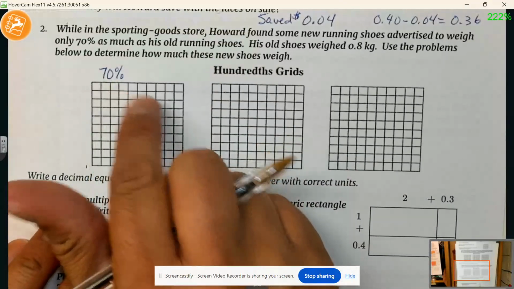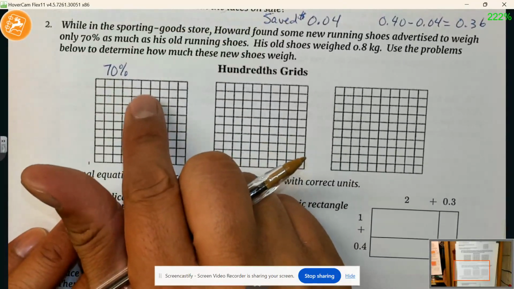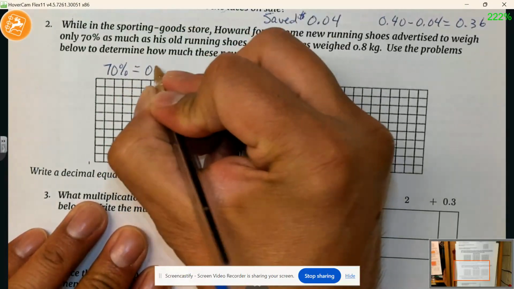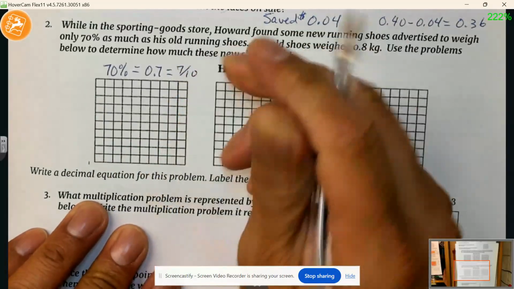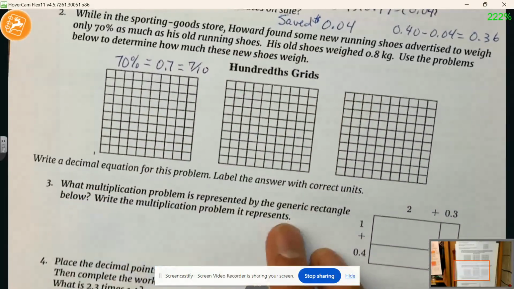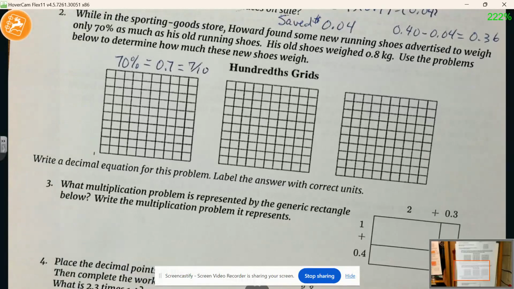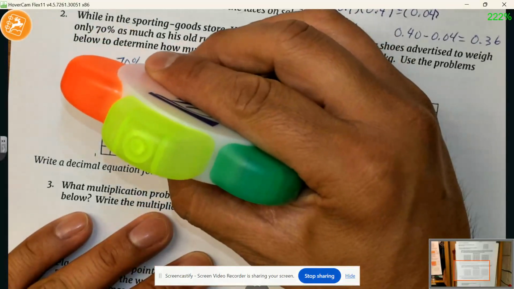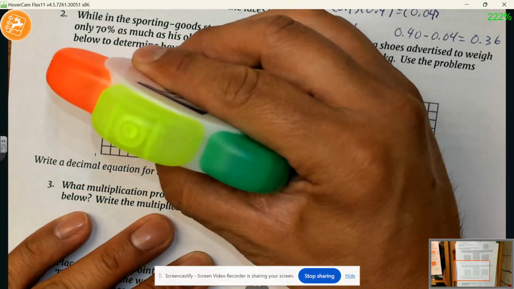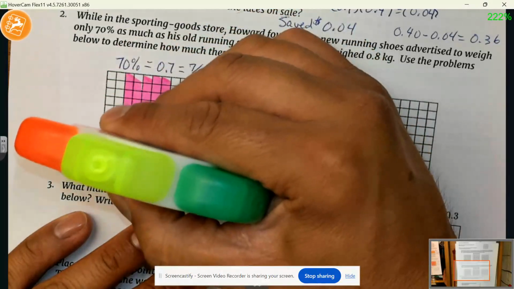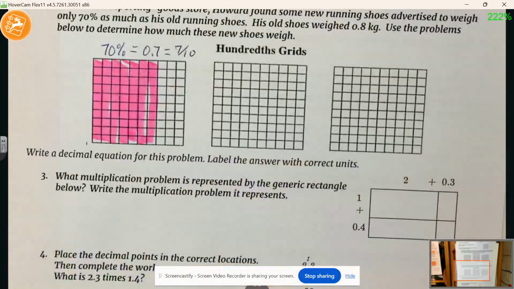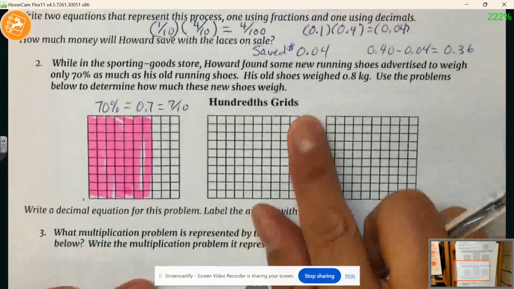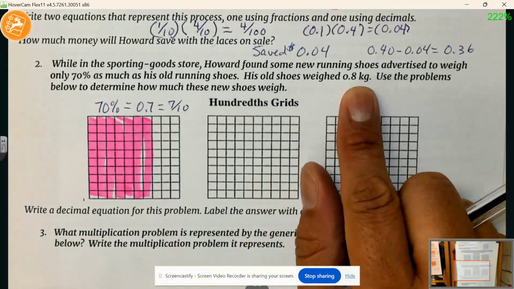All right, so the first thing is this is 70% as much as his other shoes. So let's go ahead and look at it as a decimal. That's 0.7, and as a fraction, that is 7/10. Okay, so how much of this do we shade? And we are going to shade 7 of these. Okay, so there's the 70%.